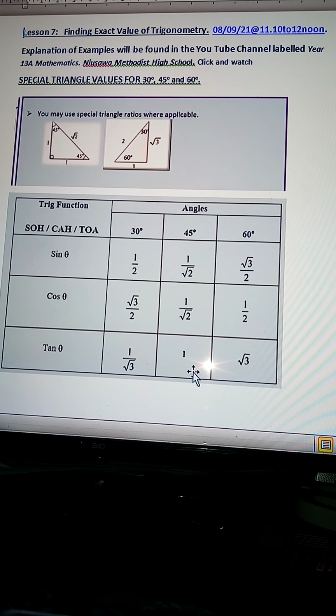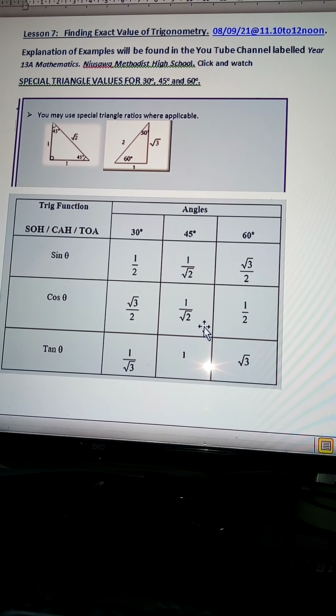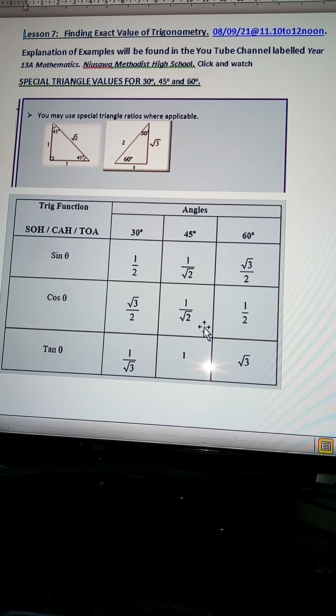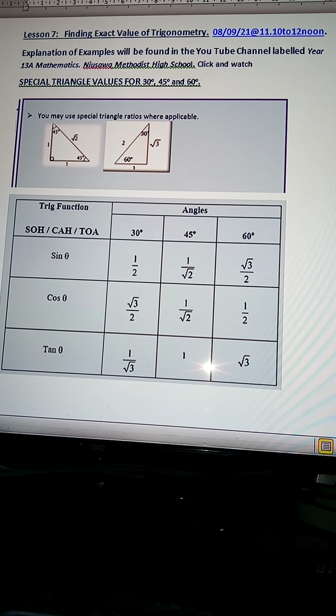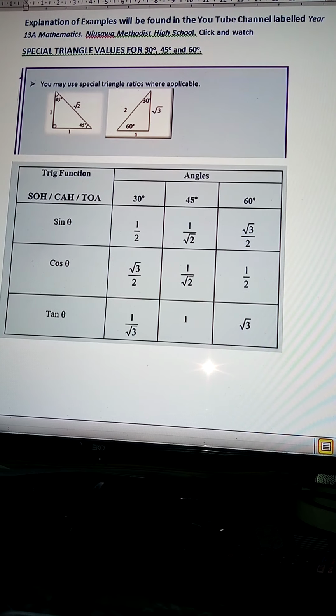You don't guess these values. They're derived from these two triangles. So if you remember the two triangles, you'll be able to draw a table like this. Okay, the special triangle. You are going to memorize the special triangle. Sometime this week or next week I'll be asking you to memorize the table in front of me.